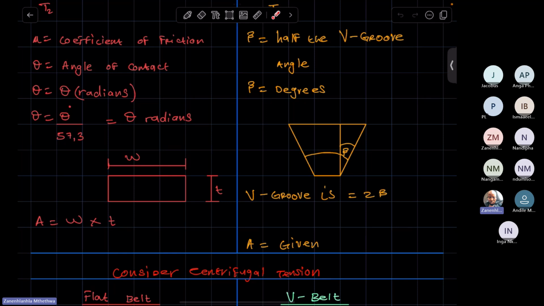The way we convert theta from degrees to radians is by simply dividing the angle in degrees by 57.3. So if you've been given the angle in degrees, you divide it by 57.3, and what you get will be theta in radians. So the angle of contact, we only use in radians. If you use it in degrees, it means you have absolutely no idea what you are doing here. All right, so make sure the angle theta you use is in radians.